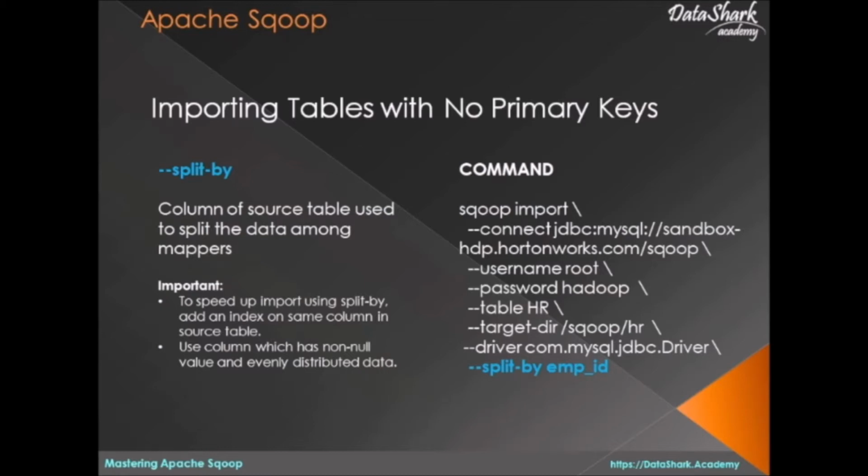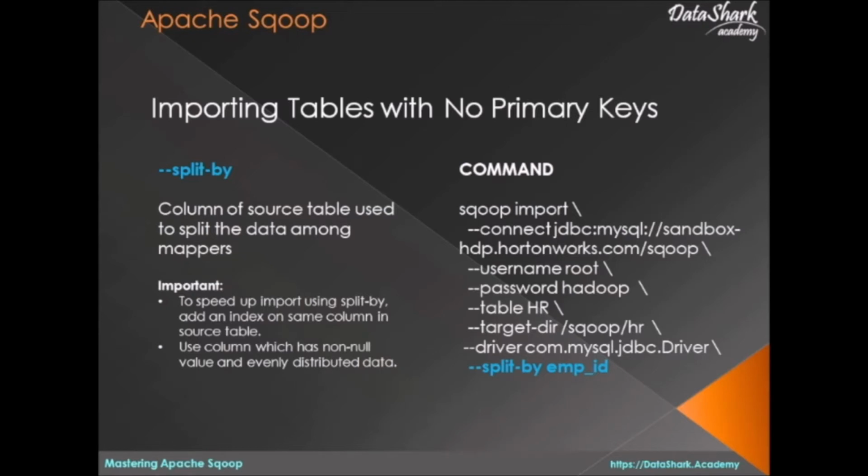Since Sqoop is going to use the column that you provide to divide the data among its mappers, it is your responsibility to make sure that this column has no null values and the data in this column is evenly distributed across your table. To speed up your import process, if it is a big table, you can add an index on the same column in your source table.